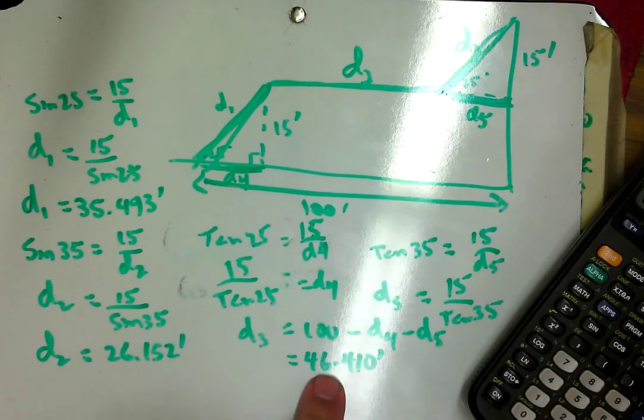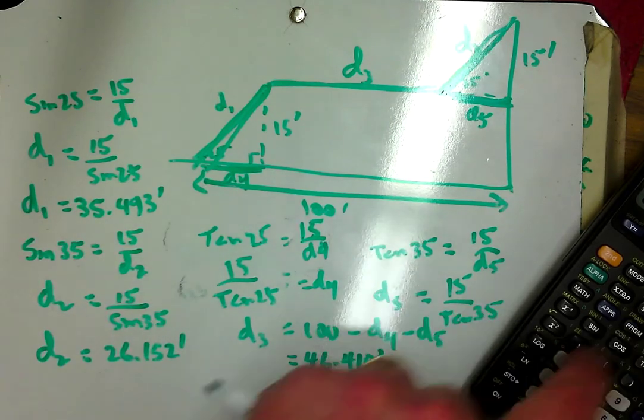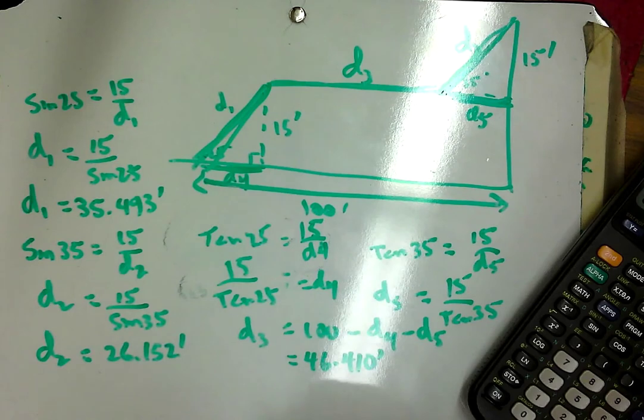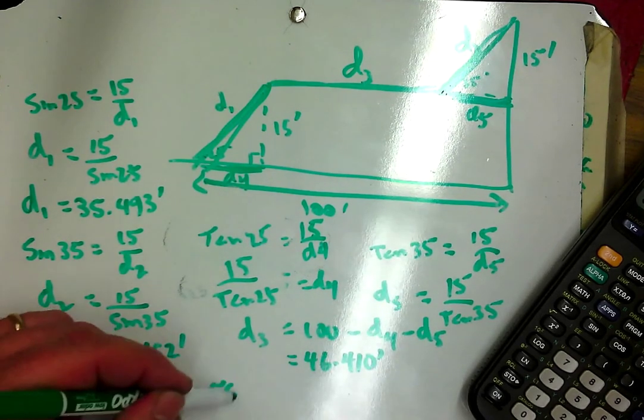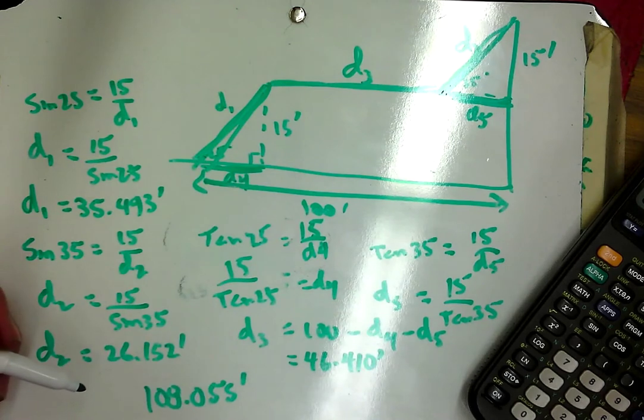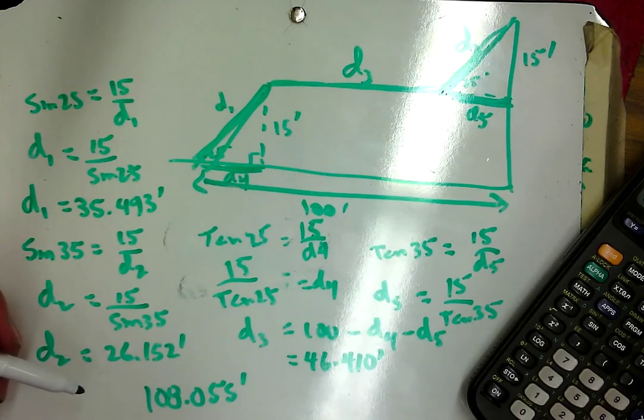So the total distance of the ride is D1 plus D3 plus D2, which is going to be 26.152 plus 46.410 plus 35.493, and I get a total of 108.055 feet. Woof!